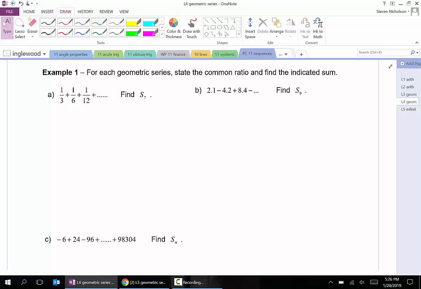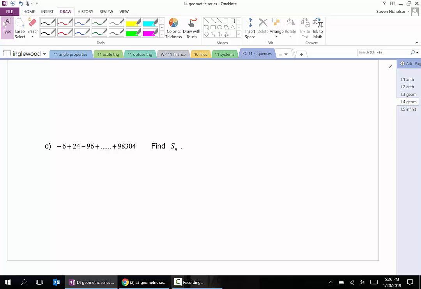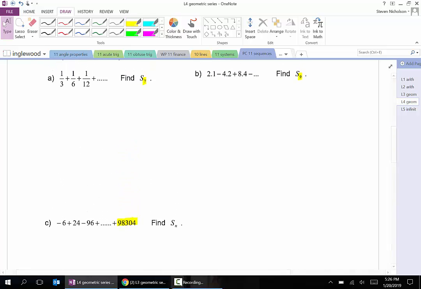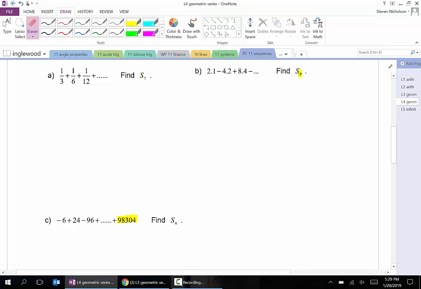So in the first one, what I want you to recognize is you know n, even though it's not explicitly said, it's 7. So we're going to use the first formula. Similarly over here, we know n, it's 9. We're going to use the first formula. And in C down here, we want to figure out S of n, but we don't know how many terms there are, but we do know the last term, so we're going to use the second version of the formula. So these are the things we want to think about when we're doing them. And of course, r and T of 1 are in our formulas, and T of 1 is given all the time. r may or may not be.